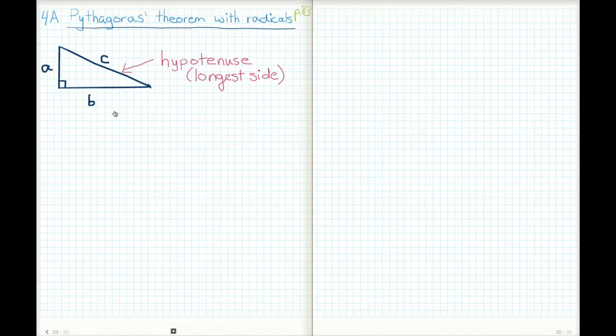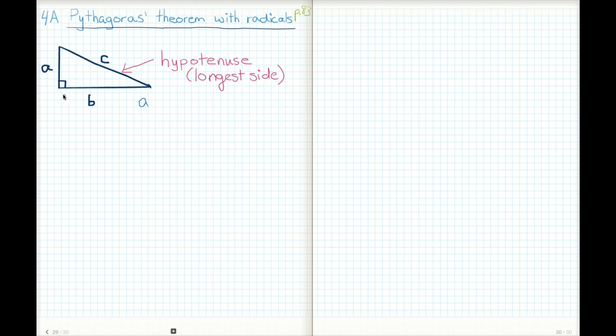This video should help you with section 4. We learned to apply radicals to Pythagoras' theorem. You've probably heard of Pythagoras' theorem before, which involves the lengths of the sides in a right-angle triangle.